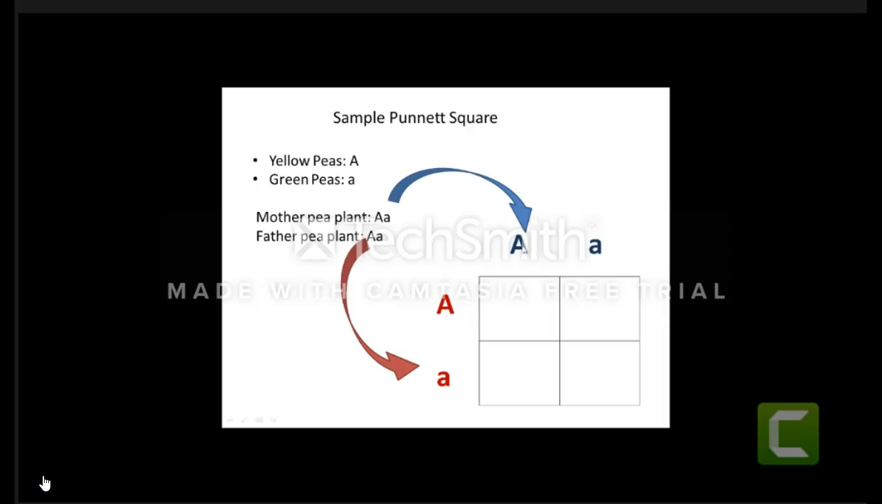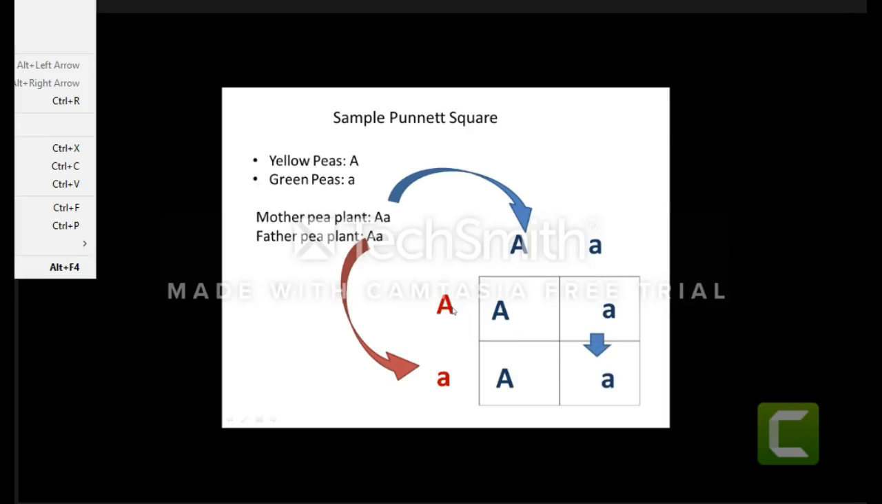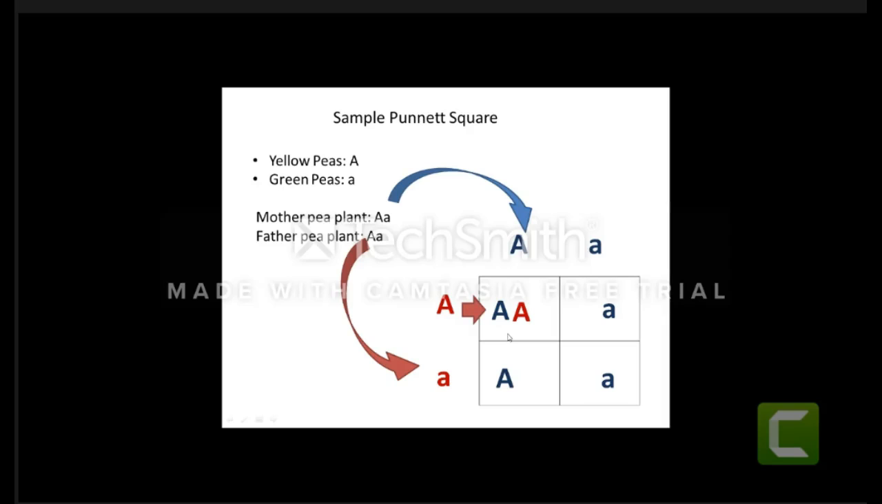To figure this out, we're going to take this big A and we're going to bring it down to both squares beneath it. Same thing with this little a. We're going to bring it down here and bring it down again. The father's traits, we're going to bring across to fill in this square. This one down here is going to go across as well. And you've completed your first Punnett square.